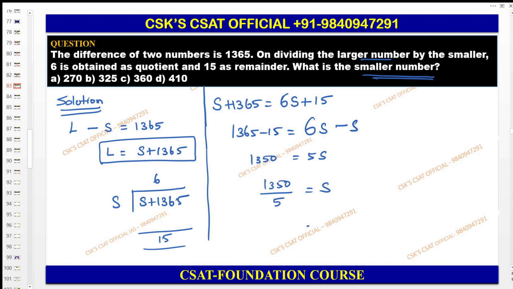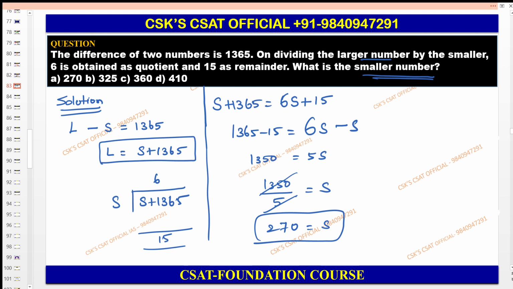So divided by this one. So s is equal to... how many times? 2 times here. Then 35 comes 7 times here. Then 0. Therefore 220. 220 is the answer for this question.